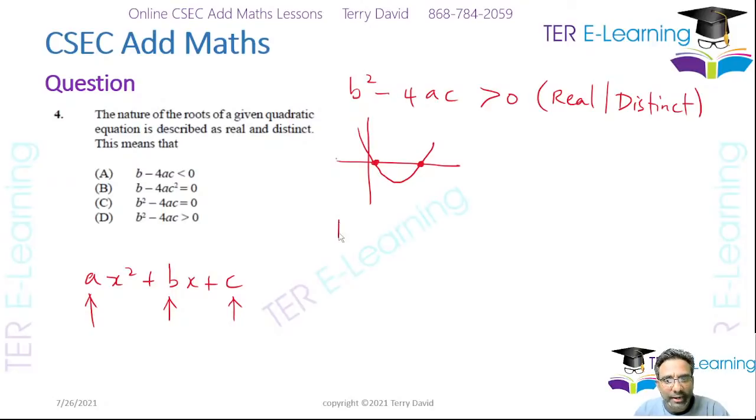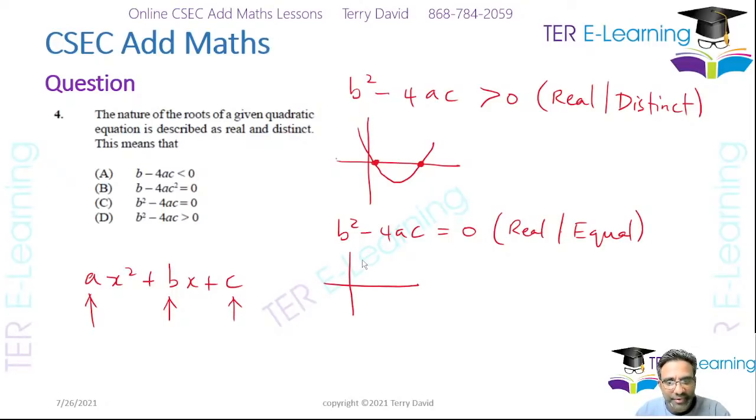If, however, I have b squared minus 4ac, and I work it out and I get it equal to 0, these are real roots, but they're also equal. So they're the same. Now, what does that really mean? It means that if I were to draw a graph, this is what's going to happen. That graph is only going to meet my x-axis once. So I have one solution.